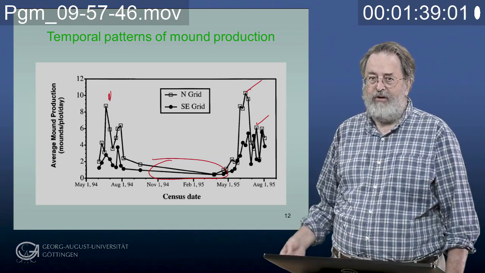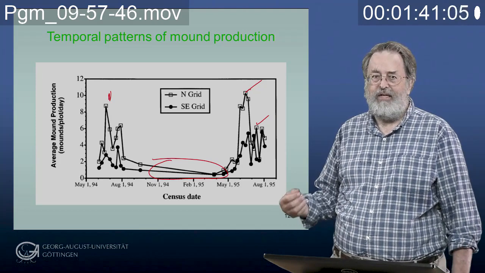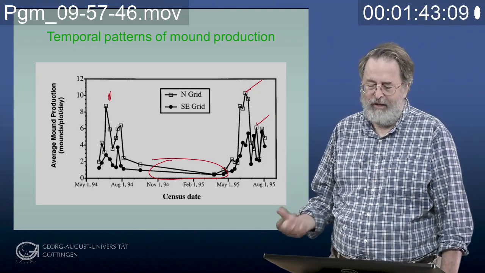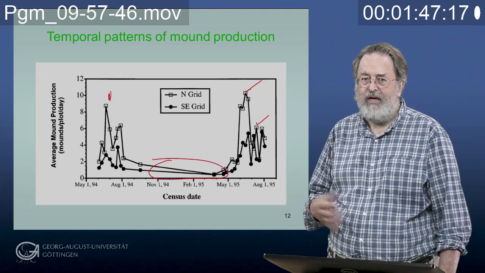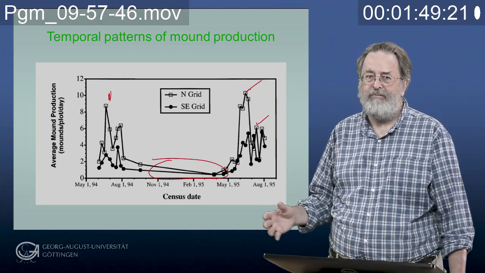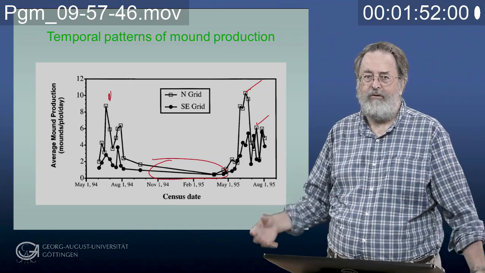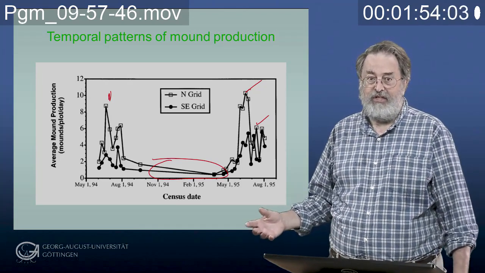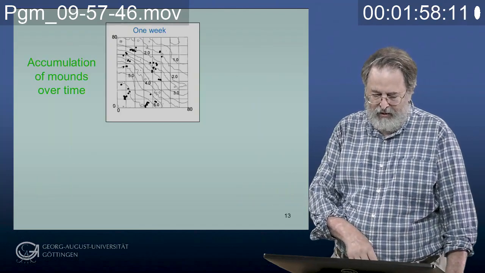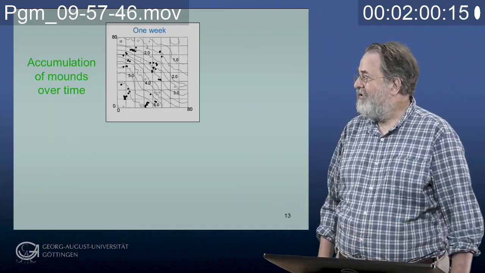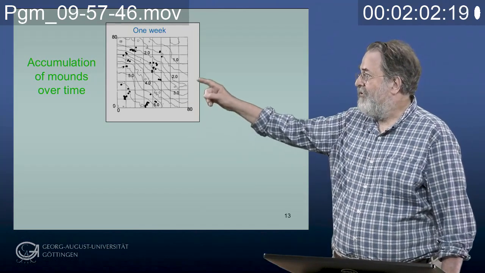And so what we want to do is take advantage of the fact that we measured mound production on a weekly basis and try and piece together different components of how this might affect the plant community and how the disturbance regime develops over time. So what we can do is take a look at how accumulation occurs over time.